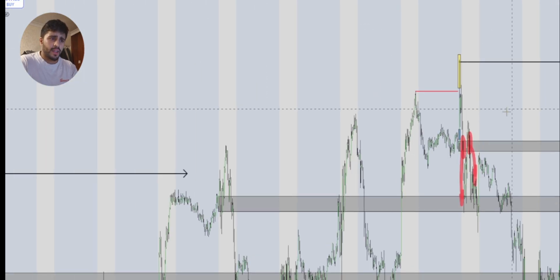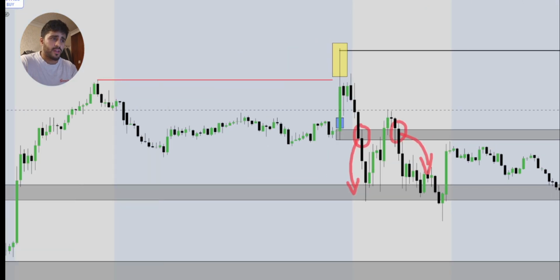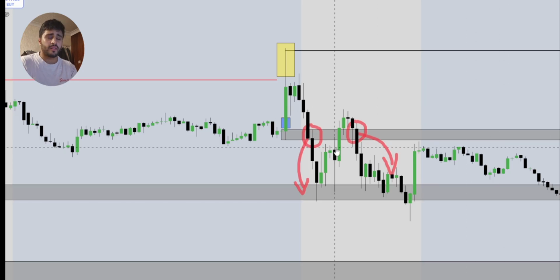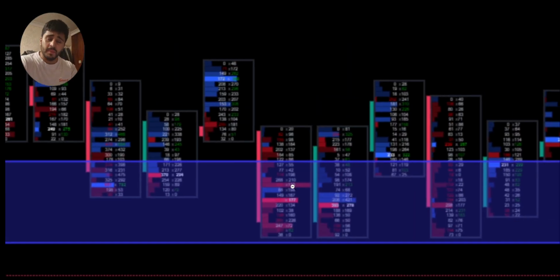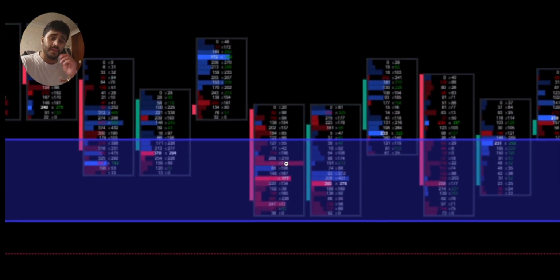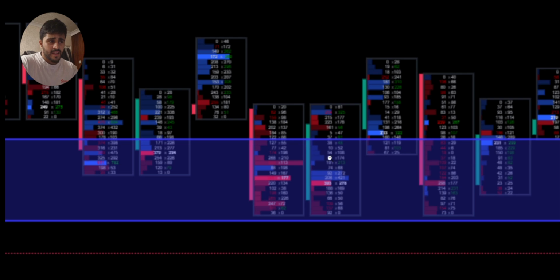So if you're an ICT trader and you're trading fair value gaps, you're trading incorrectly because you're not understanding the core principle of what moves the market. What moves the market is limit orders. It's the limit orders that move the market. So let's take a look at this key level.